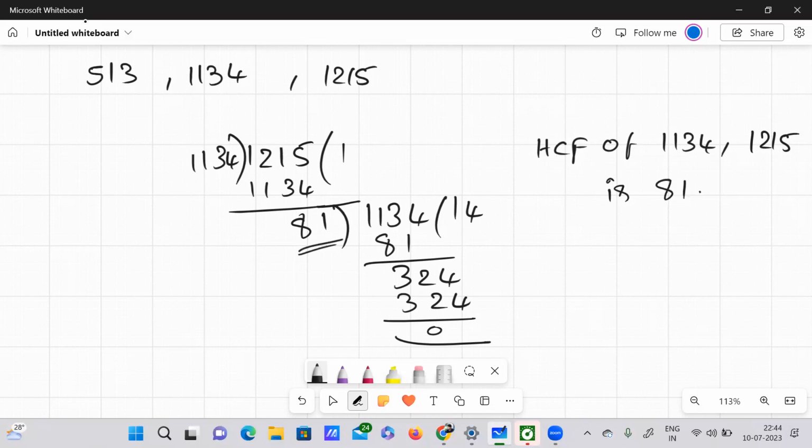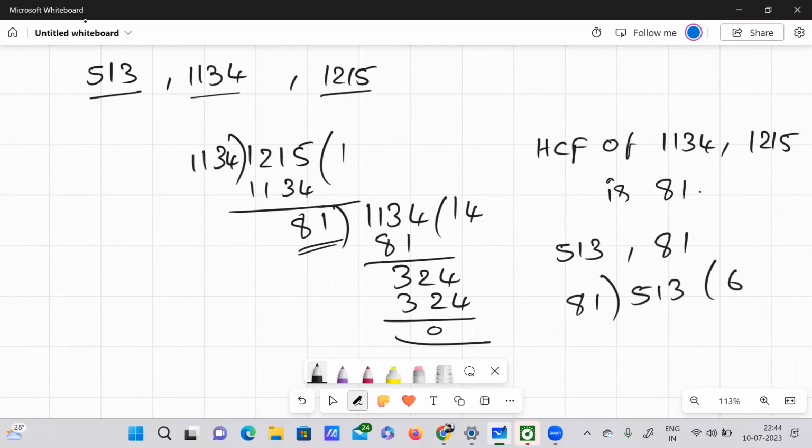Okay, but we are given three numbers, right? 1134, 1215, 513. So now we need to calculate the HCF for 513 comma 81. So how to do that? Just divide 513 with the help of 81. So what do we get? 6, 486, and 27, 81 here.